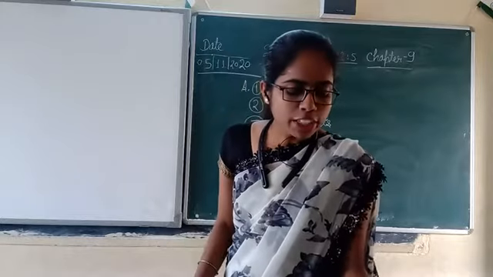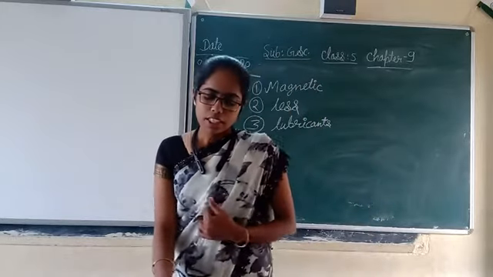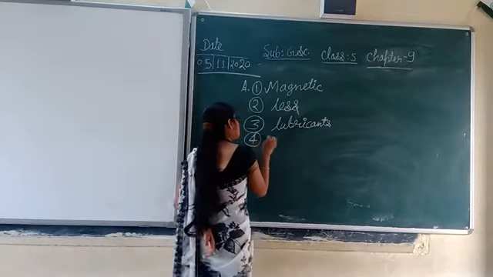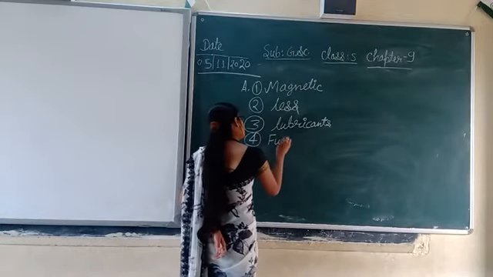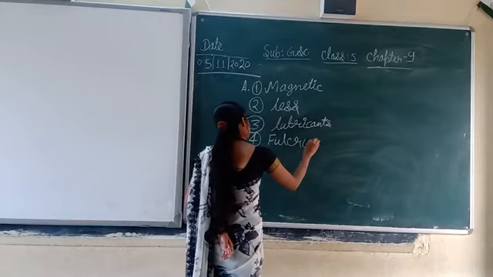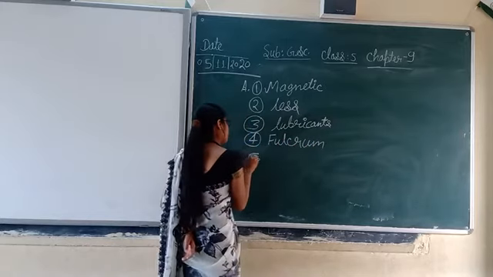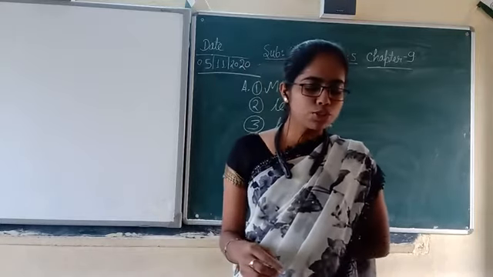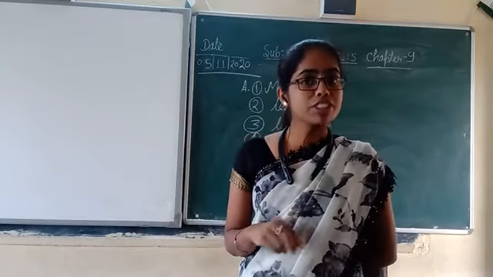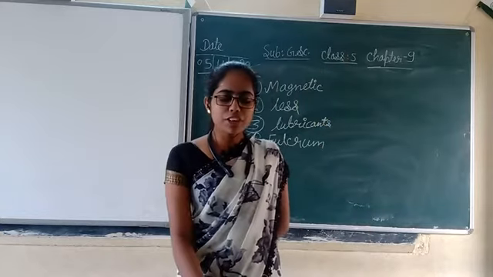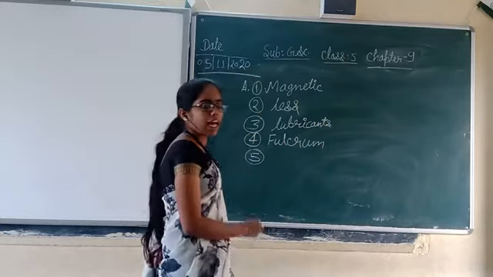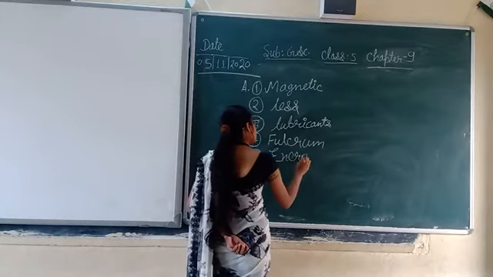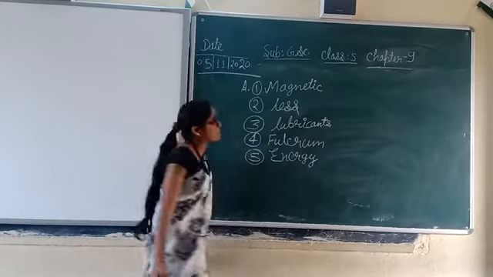The fixed point on which the lever moves is called the fulcrum. Now the fifth question. The ability to do work is defined as, we have three options here: energy, force and work. The ability to do work is defined as energy.